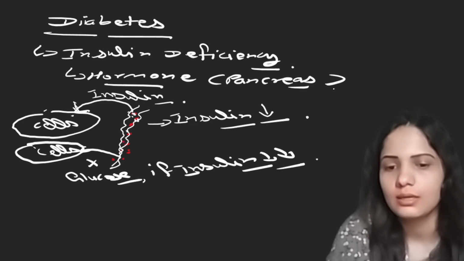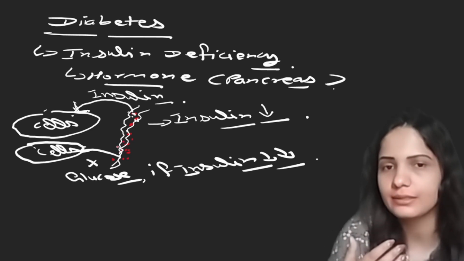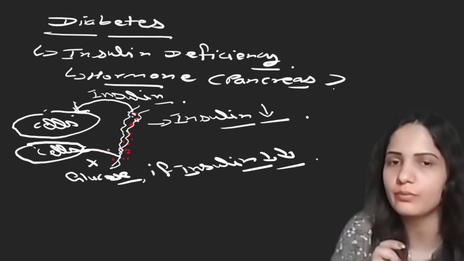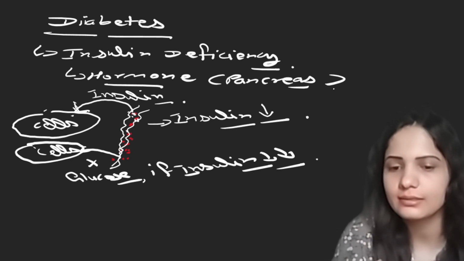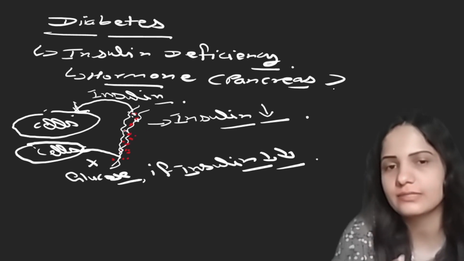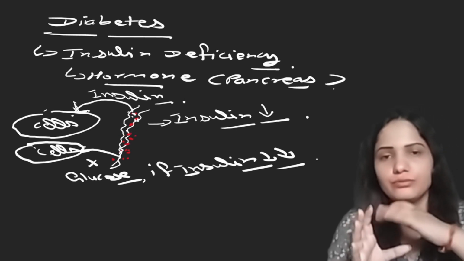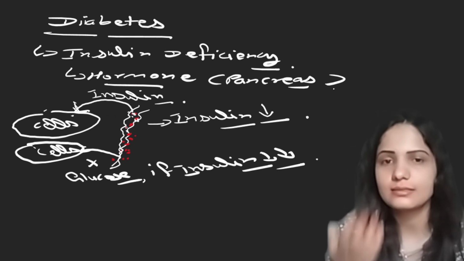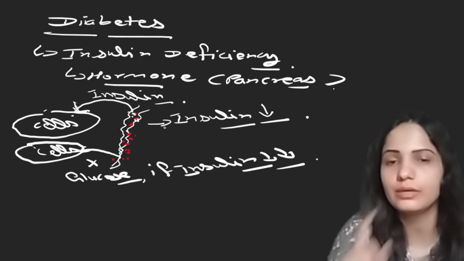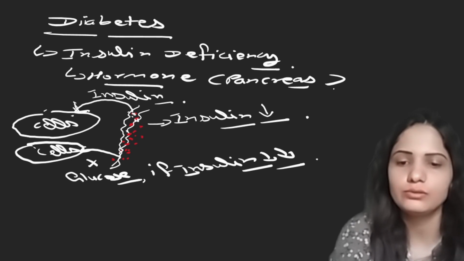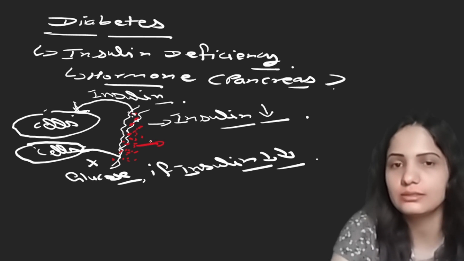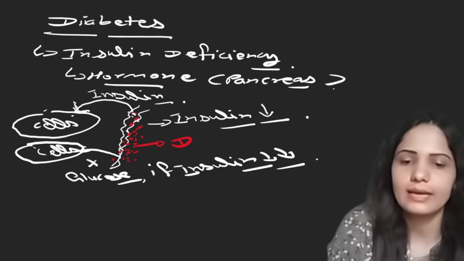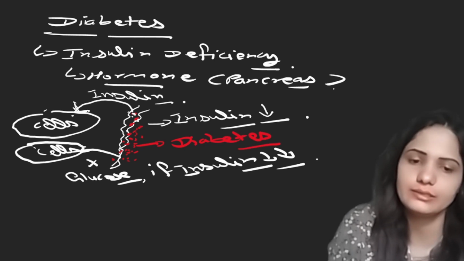As we take food, as we take our diet, we are taking carbohydrates, and those carbohydrates are broken down into glucose, and that glucose is absorbed by the blood. Our cells are not able to take this glucose due to insulin deficiency. In that case, the number of glucose molecules will increase in the blood, and this will lead to the diabetic condition, diabetes.